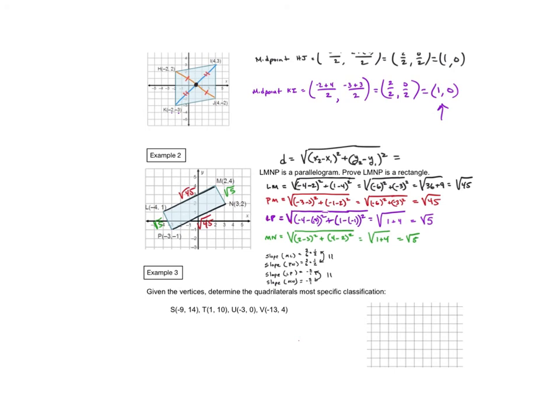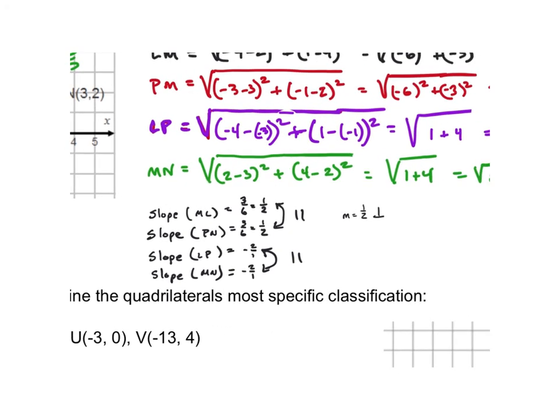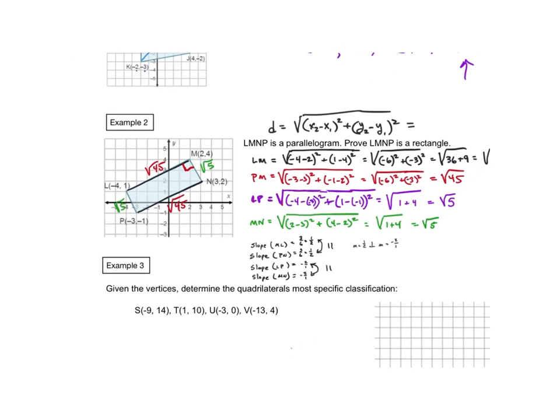And then we need to know that this is 90 degrees. If those two slopes are opposite reciprocals, then they would be 90 degrees. And if you look, 1/2 and -2/1, these are opposite reciprocals. So therefore, that is a perpendicular slope. The slope of 1/2 is perpendicular to the slope of -2/1. So those are my opposite reciprocals. So there you go. We're able to prove that that is a rectangle because we were able to identify the sides, the parallel, and the angle measurements.